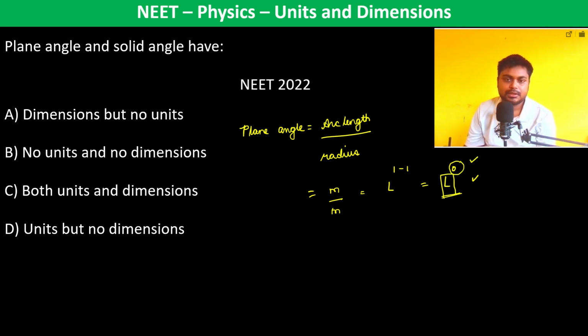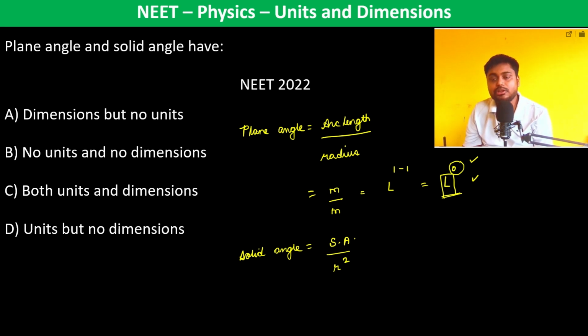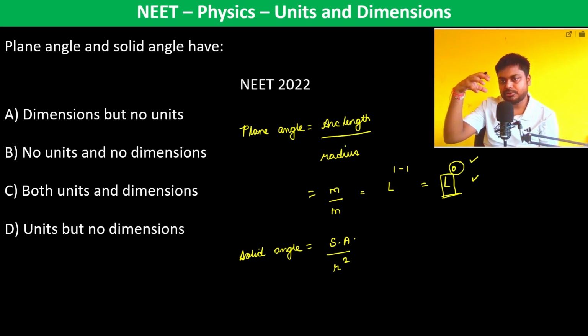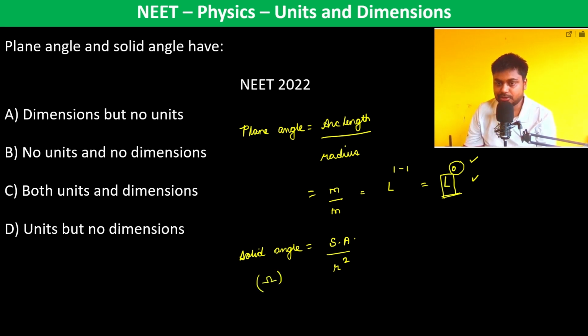Okay, same with solid angle, which is surface area divided by r square. Of course, the surface area is of the part of the sphere cut by the cone, and it is subtending a solid angle at the center. So this is again meter square by meter square, which is L to the power 2 minus 2, L to the power 0.